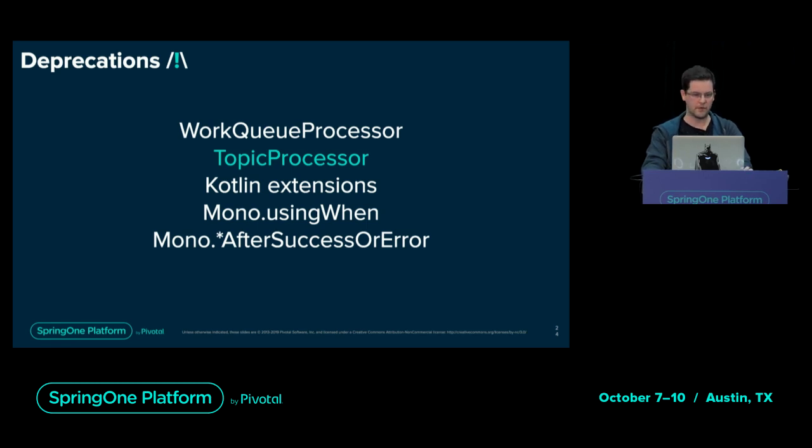So we have a few alternatives. For instance, you can do something pretty similar to topic processor with publish on or by chaining different operators. And once we completely get rid of this, we'll probably have some sort of alternative in place for you to switch.